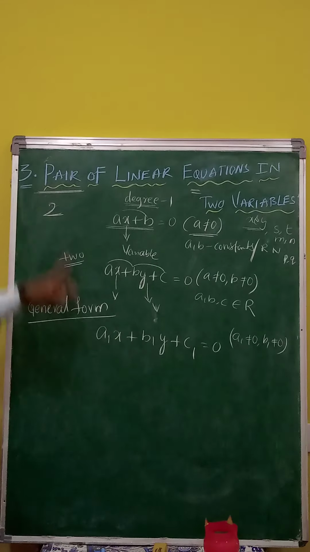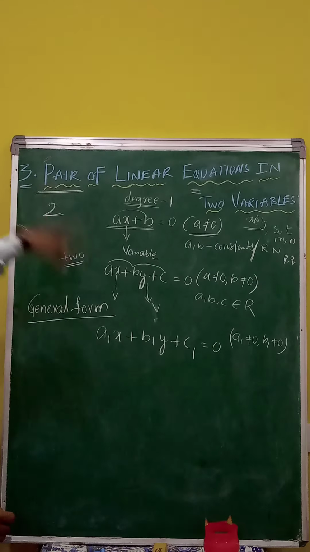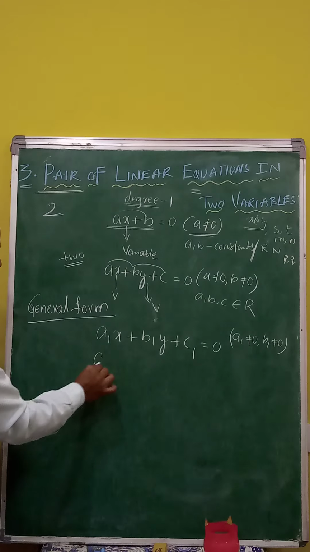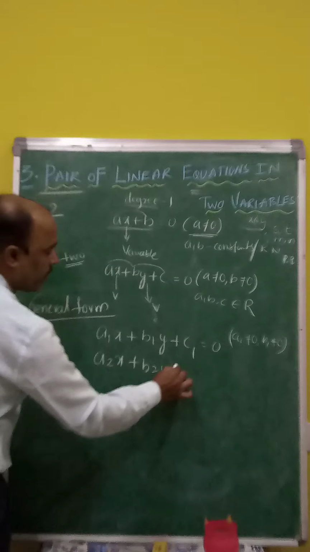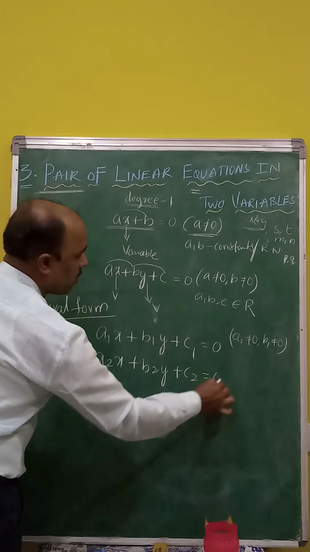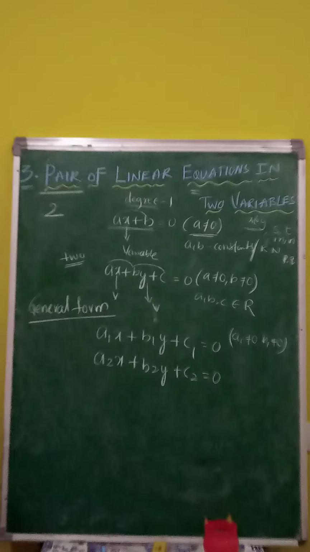This is the first equation. Pair is the one completed. One more we have to write. What is here again? a2x plus b2y plus c2 is equal to 0. This is the second equation.